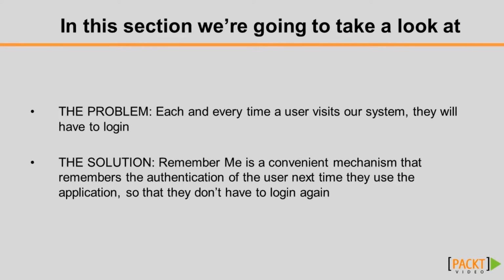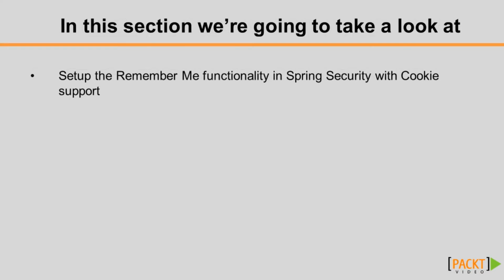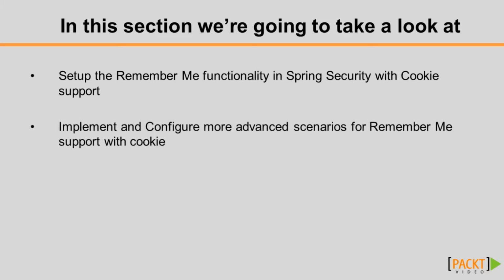In simple terms, it is a convenient mechanism that remembers the authentication of the user next time they visit our application, so that they don't have to log in again. More technically, the authenticated principal is remembered across sessions. Spring Security has two implementations of Remember Me. The more common one is storing the Remember Me token in a cookie, and this is what we will be implementing in the first video.